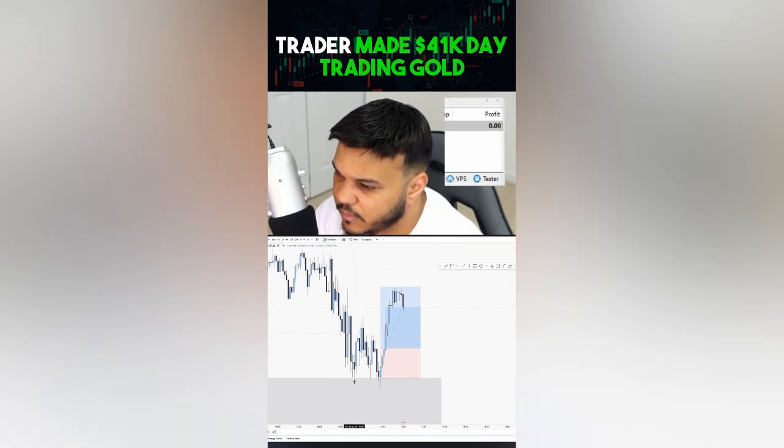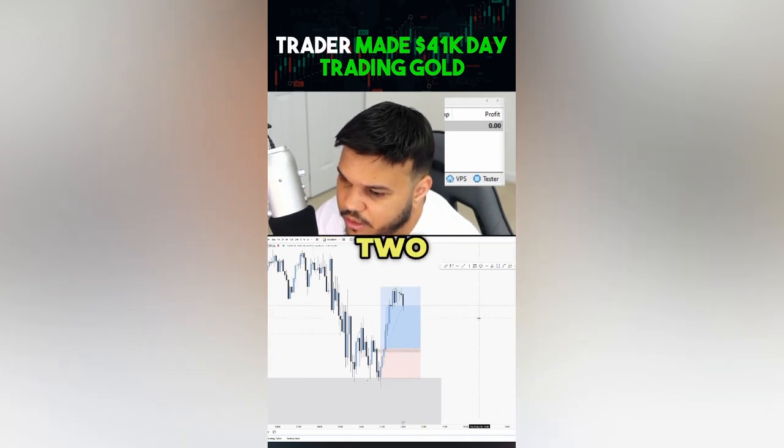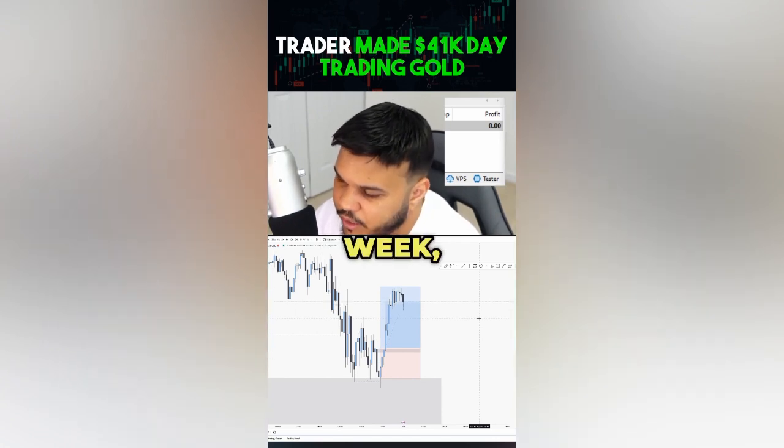You guys can see market grabbed liquidity out of the swing low. Once it did that, I wait for another break on my favor. So you guys can see market breaks above here. That's when I enter my position, took a buy. I went for 1 or 2, and that's how I make that profit. So you guys can see it's a pretty easy setup. My second trade of the week, another win.